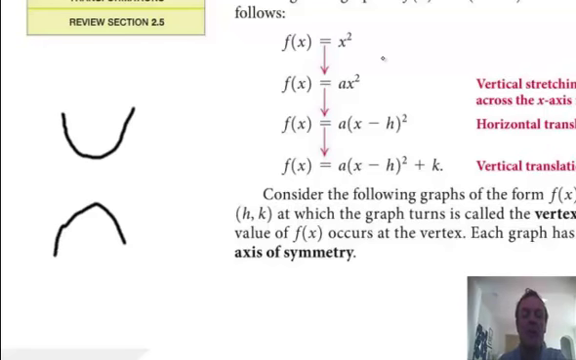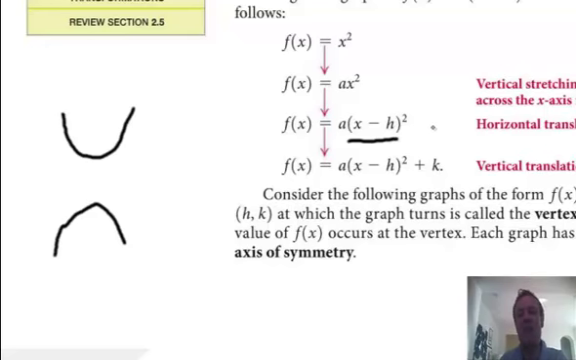Right, so if we start off with x squared, we put a number in front of it, such as a 2 or a half. Remember, that's vertical stretching or shrinking. If we move it left and right, it's this, x minus h. This is the left and right movement, the horizontal translation.